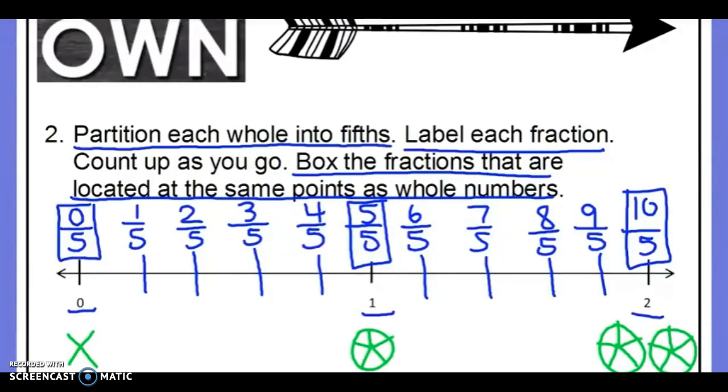Now I will count the parts to make sure they equal what I have written. 1, 2, 3, 4, 5, 5 fifths. 1, 2, 3, 4, 5, 6, 7, 8, 9, 10, 10 fifths.